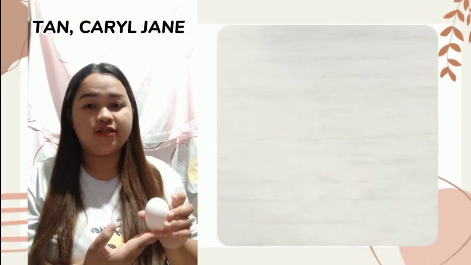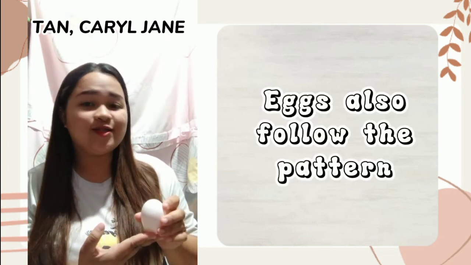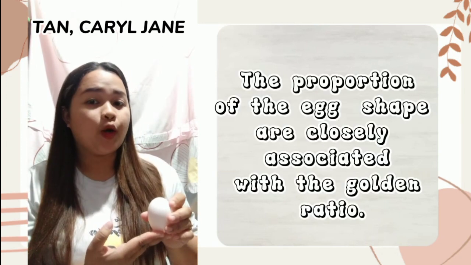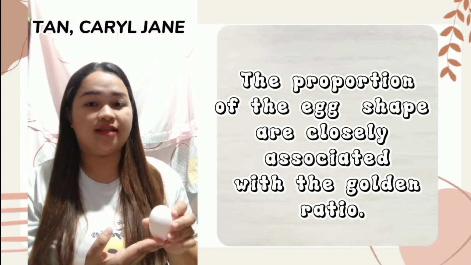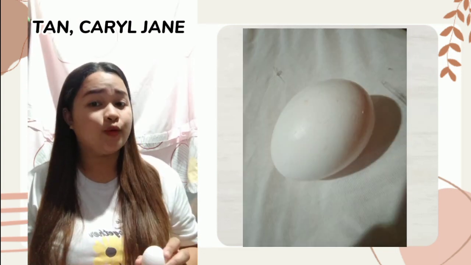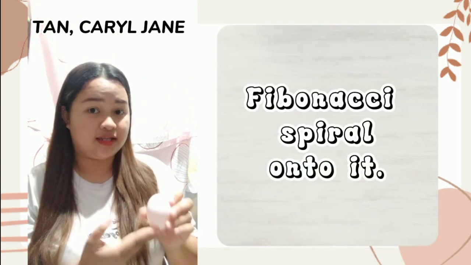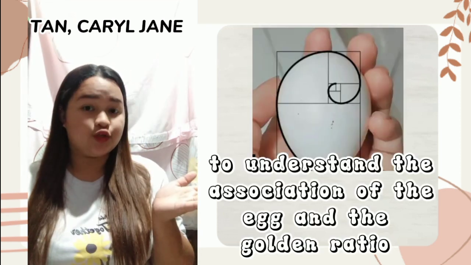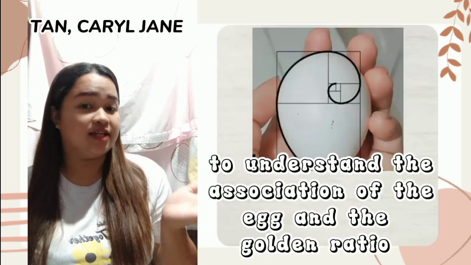Another example is an egg. As I was cooking my breakfast this morning, I noticed that eggs also follow the pattern. The proportions of the egg shape are closely associated with the golden ratio. After shooting an egg photo, I superimposed a Fibonacci spiral onto it. I was pleasantly surprised at how well they lined up. See this picture to understand the association of the egg and the golden ratio.